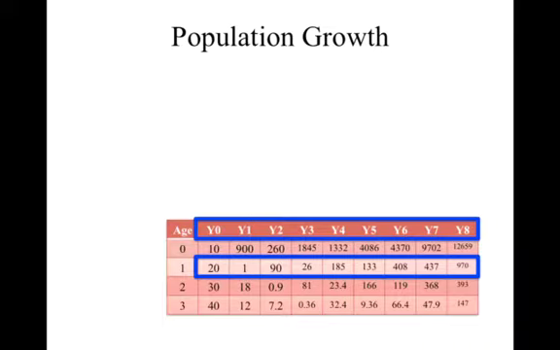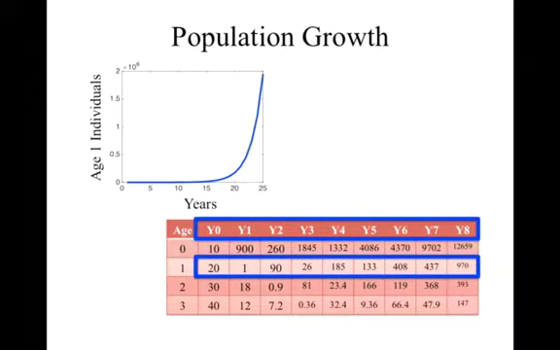Same exact thing if we look at age 1 individuals. We start with 20, it bounces around for a bit, we get down to 1, and then there's 90, and then 26, but then eventually it starts to sort of take off, and we get 408, 970, and again, if we plot that, within 25 years, we're growing rapidly up to 10 to the 6 age 1 individuals. So again, after a little bit of bouncing around, the number of age 1 individuals starts to grow really, really rapidly.